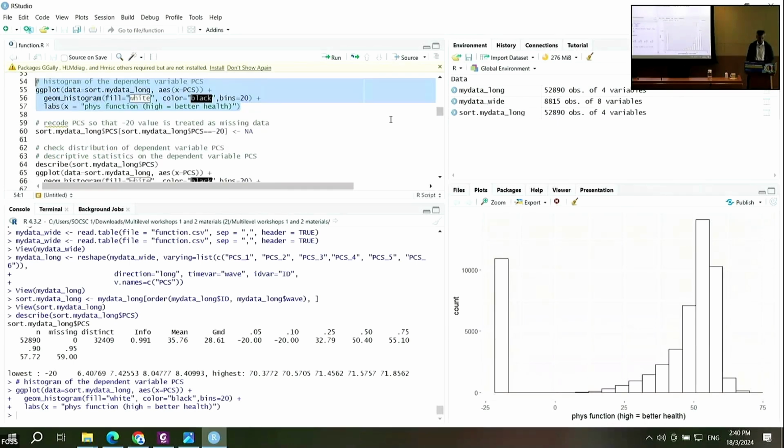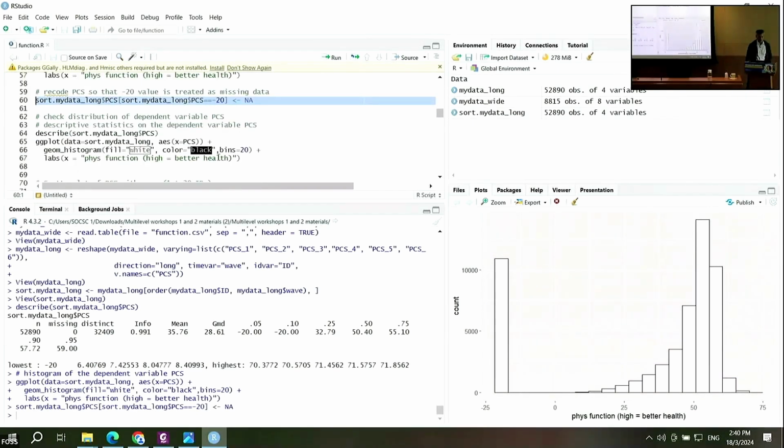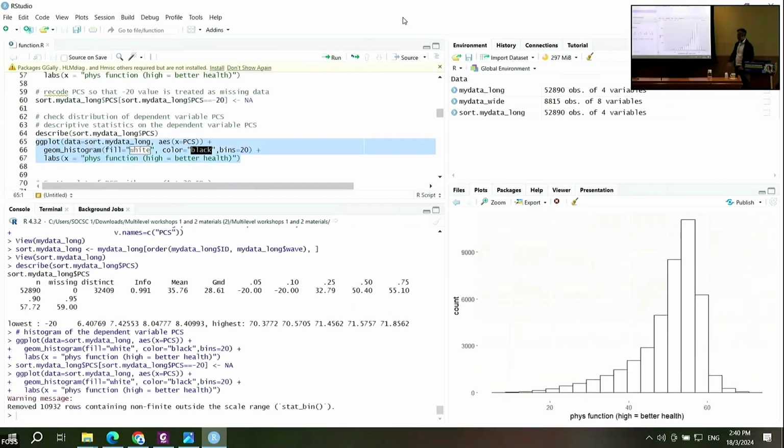So that's what this command does. It says make the values of PCS of -20 into not applicable, so treat them as missing data. So if we run that, and now if we do the histogram, those -20 values are no longer there.